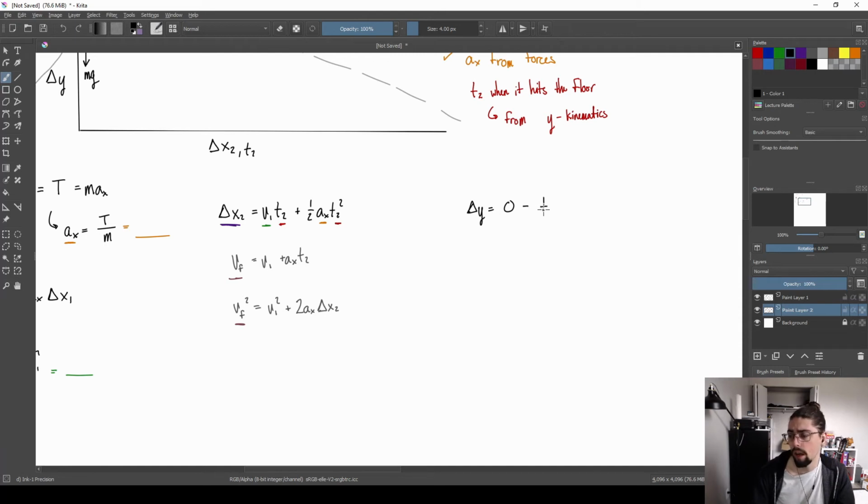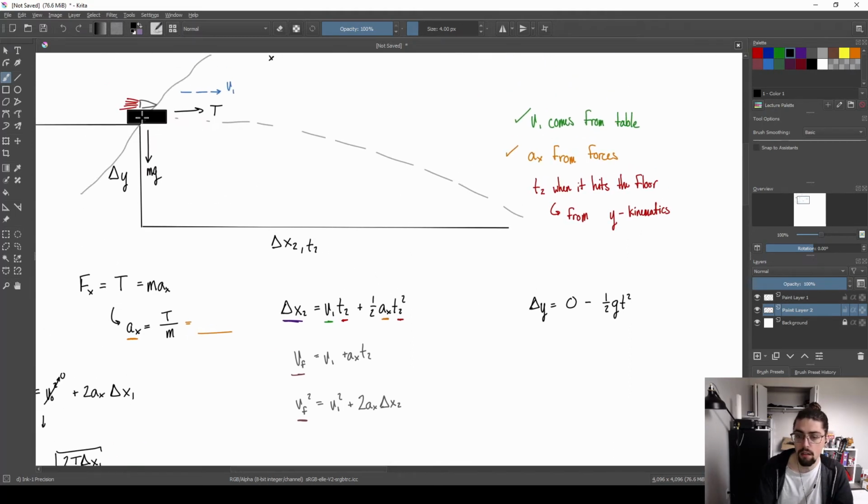Minus 1/2 gt squared. The rocket's not pointing up. It's not doing anything else like that. It's just pointing directly in the x direction. So the y velocity, or the y acceleration, I should say, has not changed at all. That's our classic negative g.